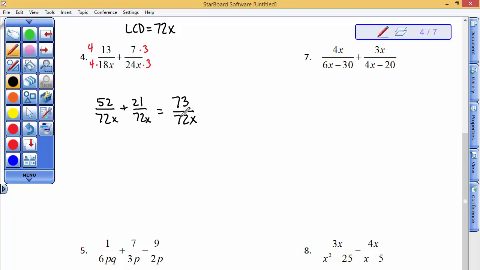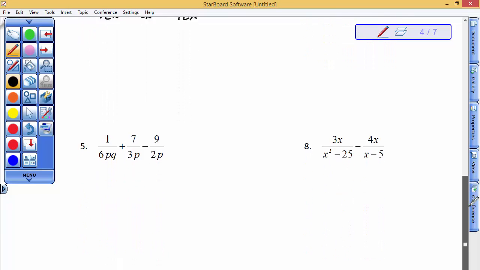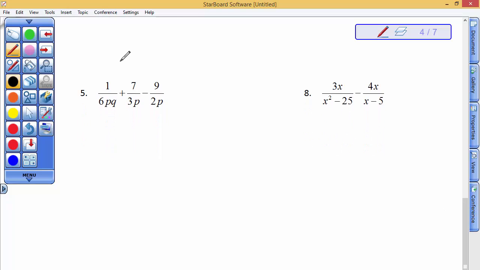How about if you go ahead and finish this last one on your own, knowing that the least common denominator is a 6, because between a 2, a 3, and a 6, that's the least common denominator. You need a p and a q in your denominator, and I find that you're going to have 1 plus 14q minus 27q all over 6pq for a final answer.